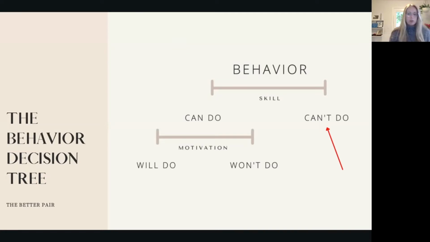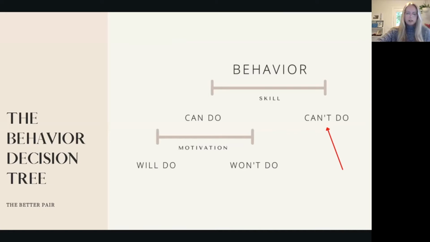Maybe the toys are too heavy to move. Maybe they need fine motor skills that they don't yet have to be able to pick them up. Maybe there's something else that is inhibiting them, or they just don't have the skills yet to clean up, and that's where we can look at and break down the skill and teach them.